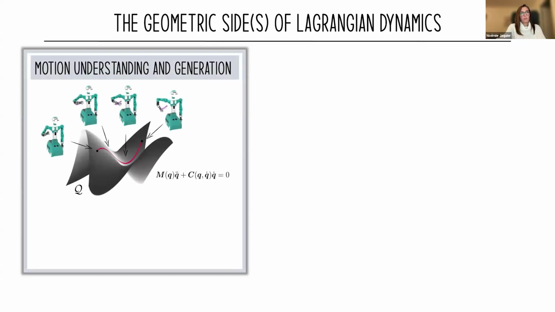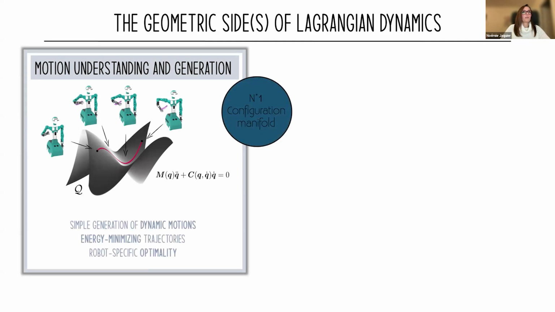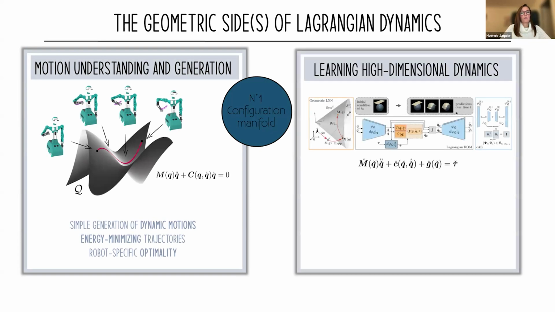So in conclusion, what I wanted to show you today is 3 different sides of Lagrangian dynamics. So first of all, how we can consider the geometry of the configuration manifold for motion understanding and generation. So this allowed us to simply generate dynamic motions which correspond to energy minimizing trajectories and that are optimal for the robot at hand.